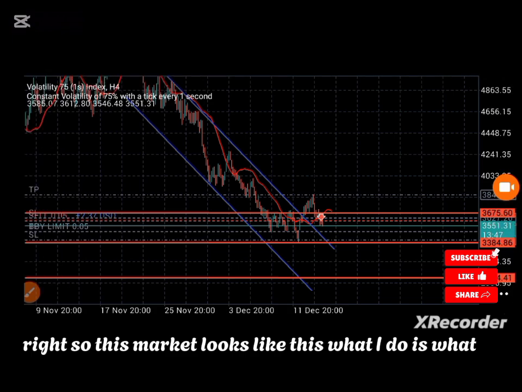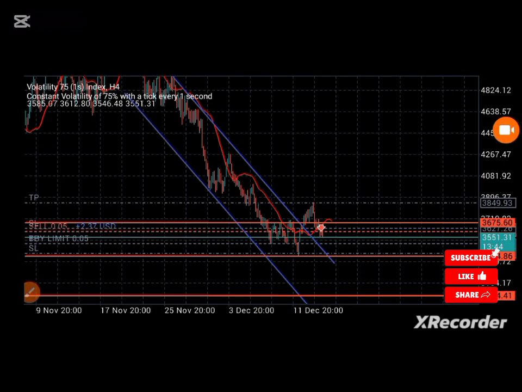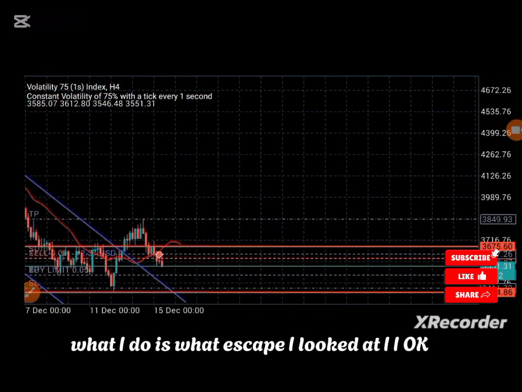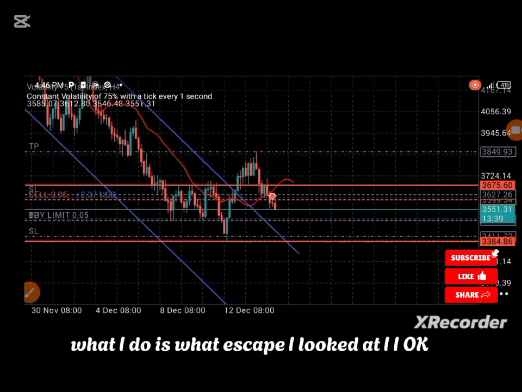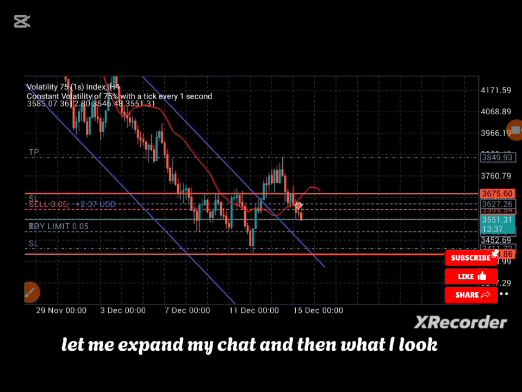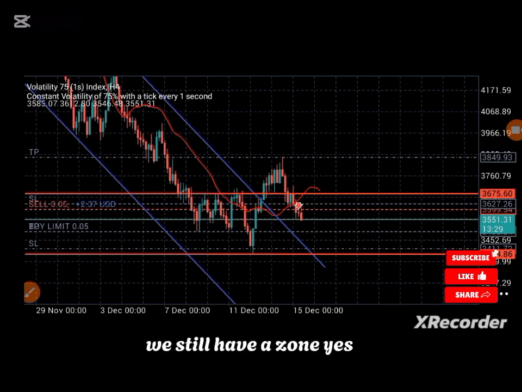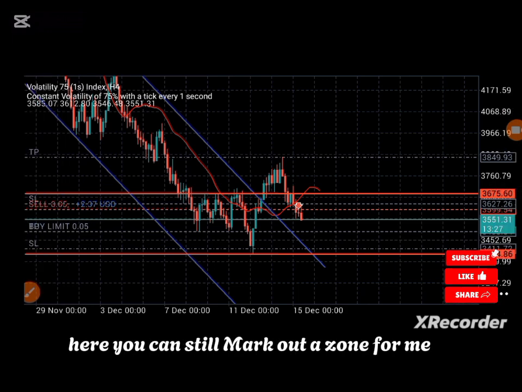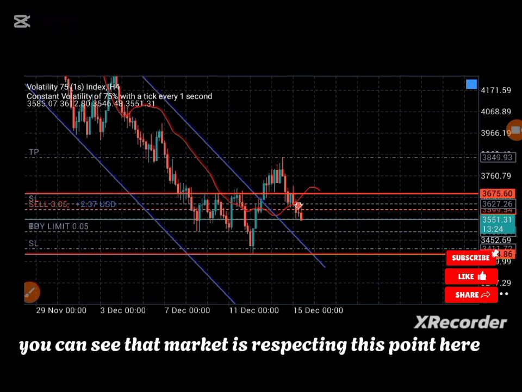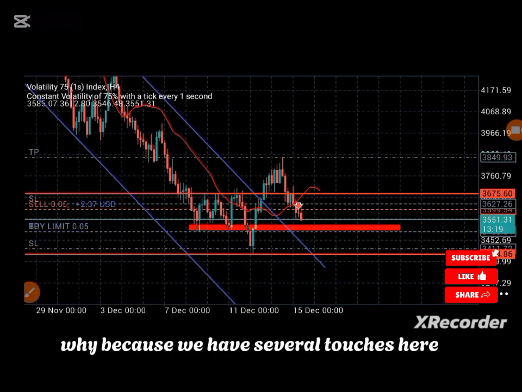Let me expand my chart, and then what I look at next is, you can see that still on this 4-hour, we still have a zone. Here you can still mark out the zone. You can see the market is respecting this point here, because we have several touches here.